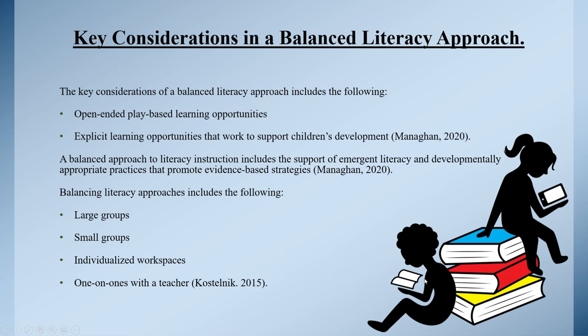The key considerations of a balanced literacy approach include open-ended, play-based, and targeted explicit learning opportunities that work to support children's development. Educators must consider a balanced approach to literacy instruction that supports emergent literacy and promotes developmentally appropriate practices and evidence-based strategies. Madkin, 2020. Balancing literacy approaches can be done in various ways, including large group, small groups, individualized workspaces, and one-on-ones with the teacher. Kostelnik, 2015.